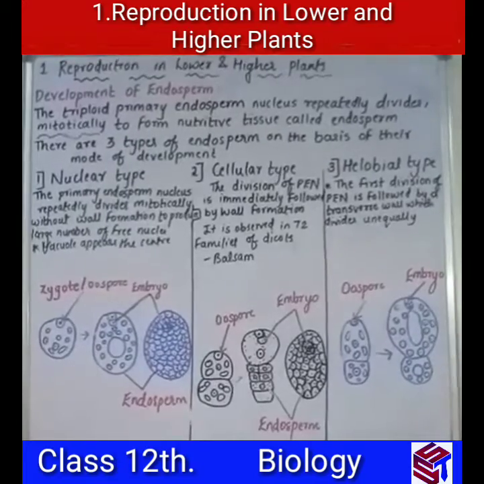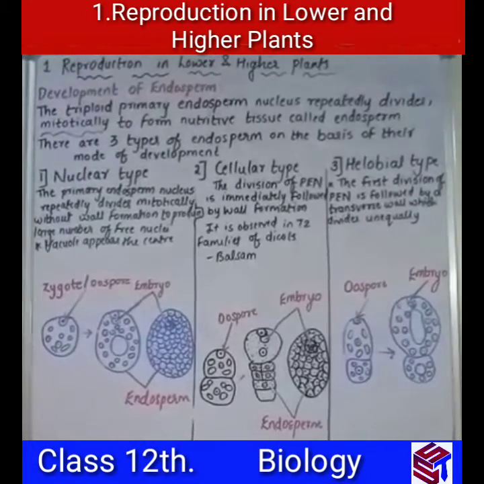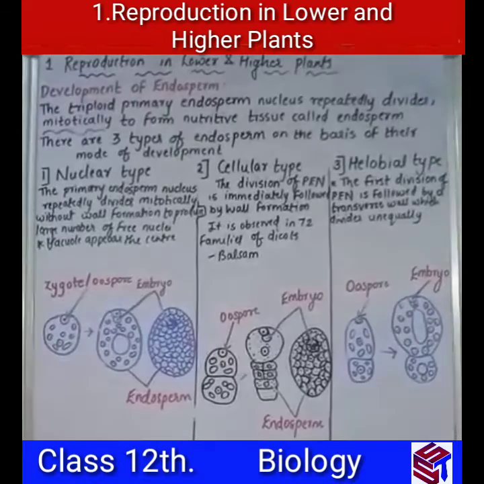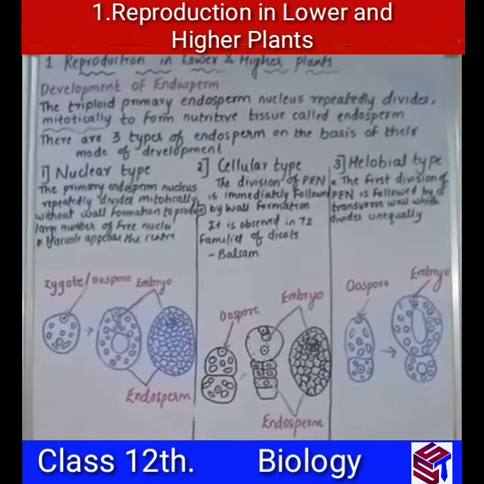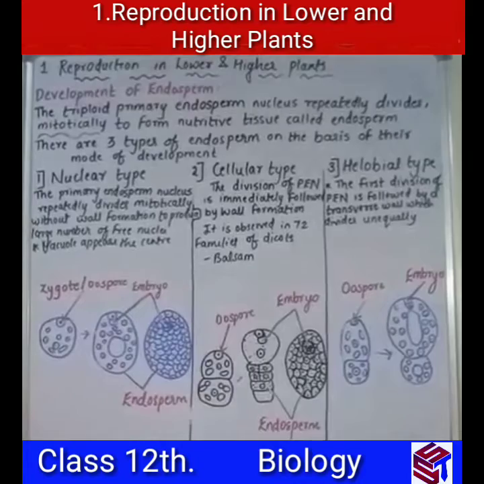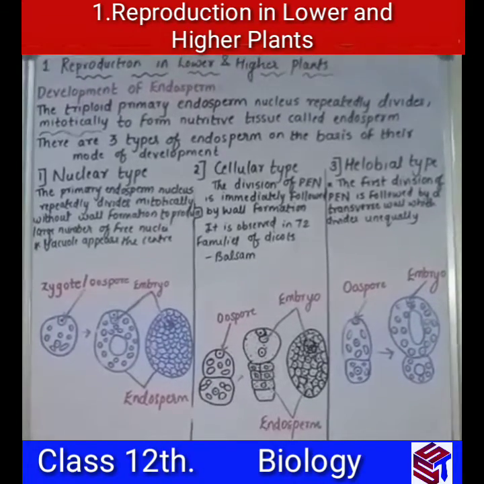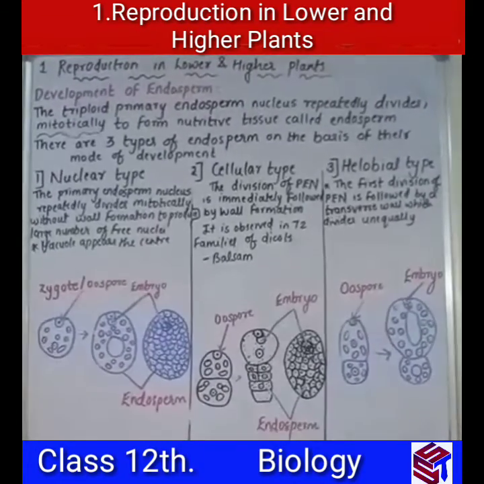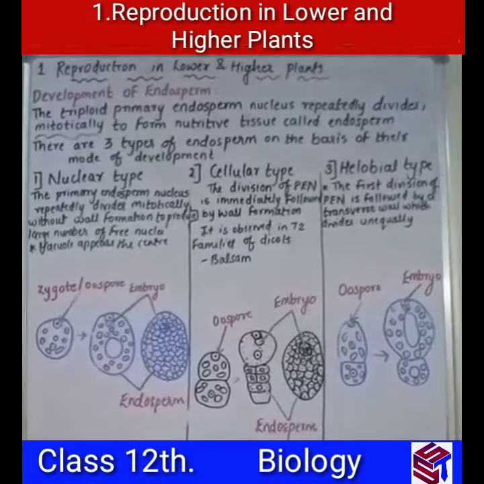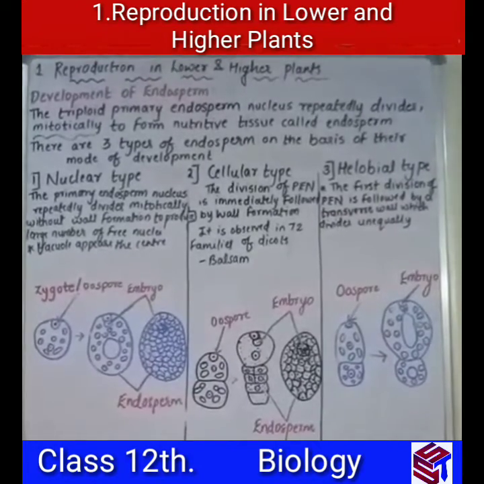Next we are going to study that endosperms are divided into three types on the basis of the mode of development. So there are three types, as you can see: nuclear type, cellular type and helobial type. The first type is the nuclear type.